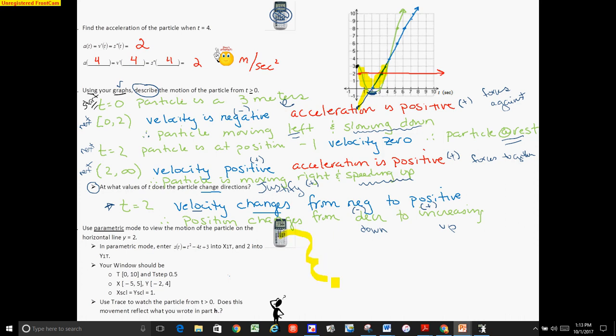This is a cool visual here, so I gave you directions. I'm not going to go through it. It's a nice visual of watching. That position graph is a parabola, but that's not what the particle looks like. It looks like it's going, right, in a straight line and changing directions in a linear fashion. So this is just a nice picture you can make your calculator give you.